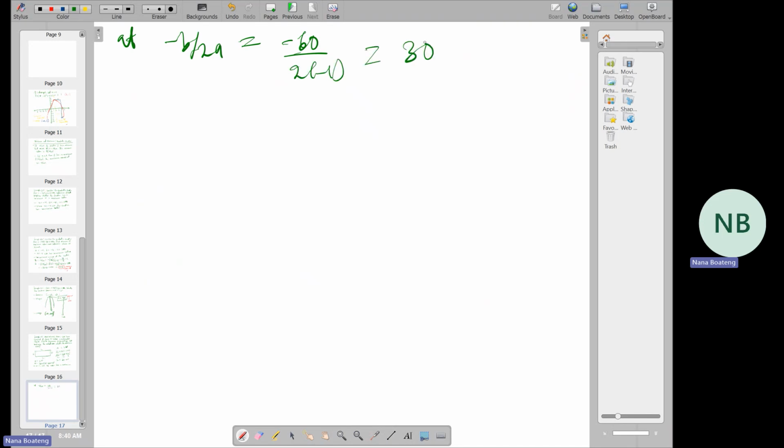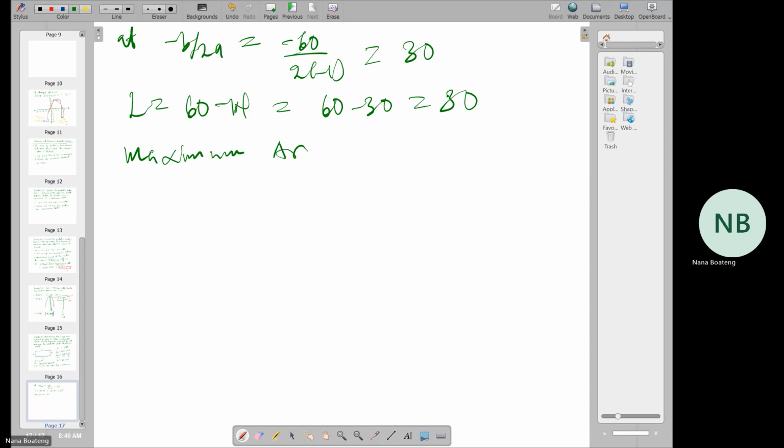which is equal to 30. So the width that gives us the maximum area is 30, and the length is equal to 60 minus W. So the length that will give us the maximum area will be 60 minus 30, which is also 30. So the maximum area is the length times the width, which equals 30 times 30, which equals 900.